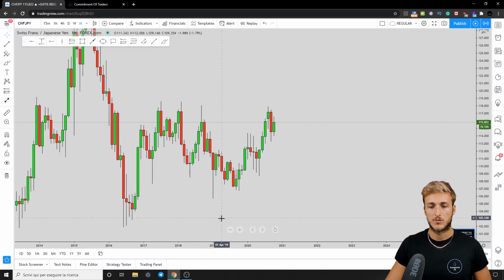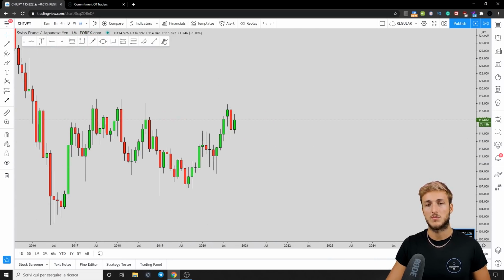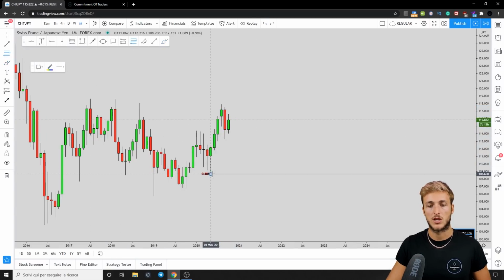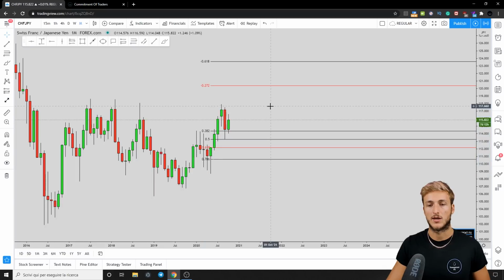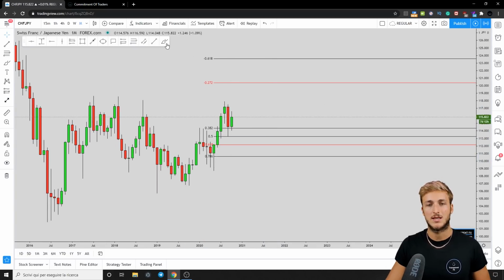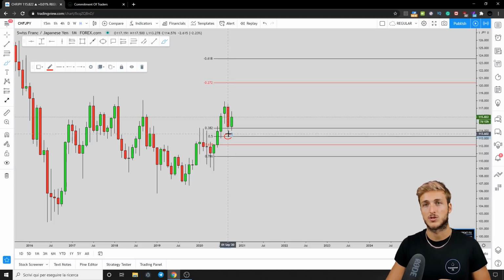Now, let's start from the monthly time frame. On the monthly, clearly, we can see that the market has created a very nice impulse to the upside. After an impulse, if you want to measure the correction, you have to take your Fibonacci from the low to the high of the impulse. What we can see in this case is that the market went to test the 50% retracement, then broke above it, and currently is testing and rejecting the 0.382.